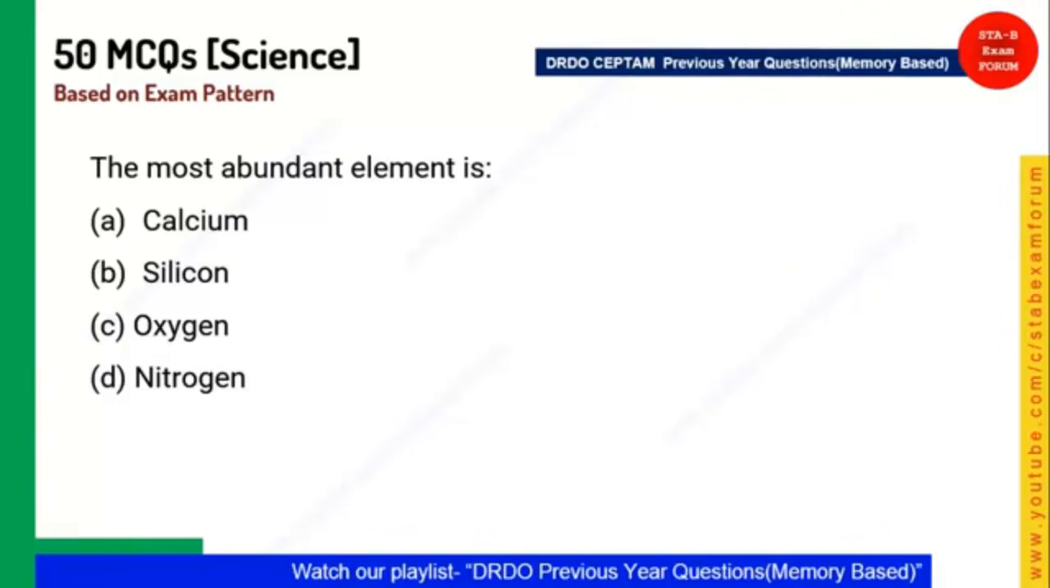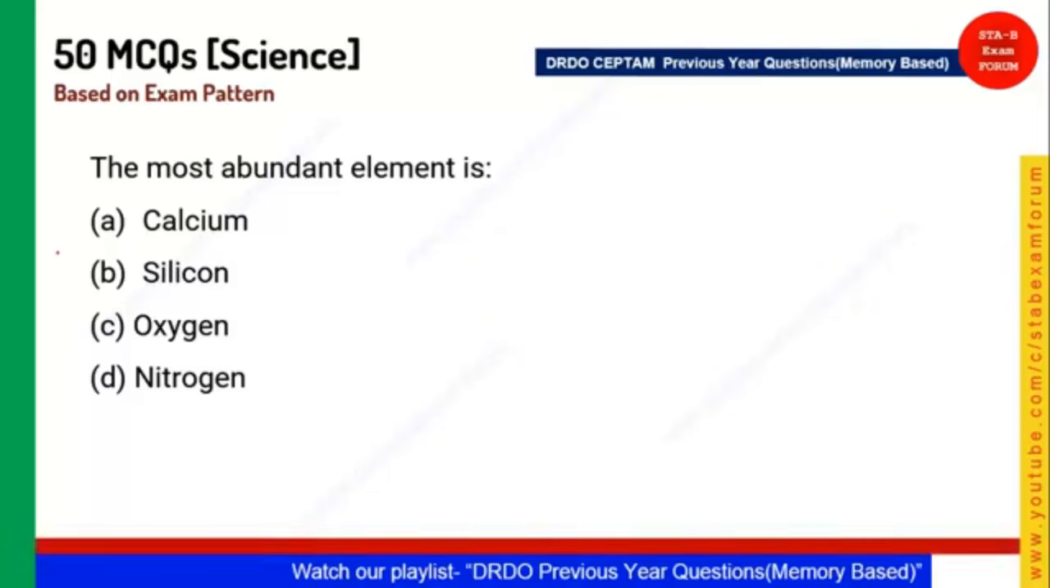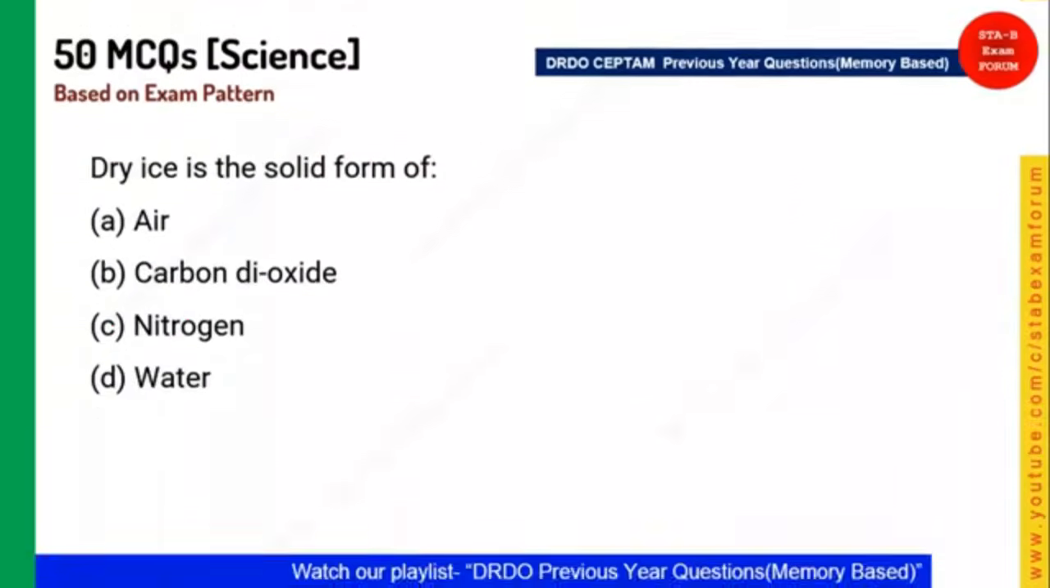The most abundant element is what? Student, whenever there is no fixed reference, like whether it is in earth or in the universe, you always consider these questions with reference to earth. As you know, earth has most of its water, so oxygen is the correct answer, not nitrogen. Okay, coming to the next question.